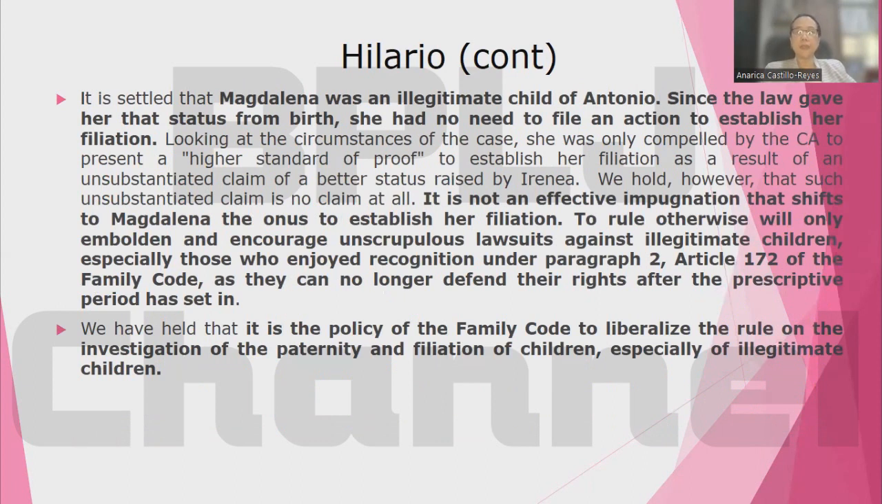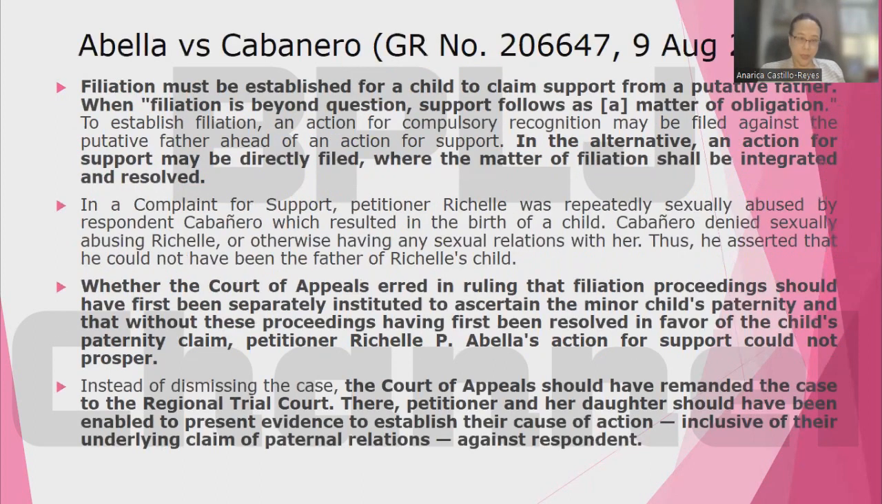Okay, Magdalena was an illegitimate child of Antonio. Since the law gave her the status from birth, she had no need to file an action to establish her filiation. It is not an effective impugnation that shifts to Magdalena the onus to establish her filiation. To rule otherwise will only embolden and encourage unscrupulous lawsuits against illegitimate children, especially those who enjoyed recognition under paragraph 2, Article 172, as they can no longer defend their rights after the prescriptive period has set in. It's the policy of the Family Code to liberalize the rule on the investigation of the paternity and filiation of children, especially of legitimate children.